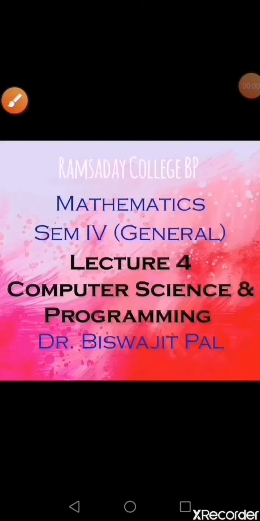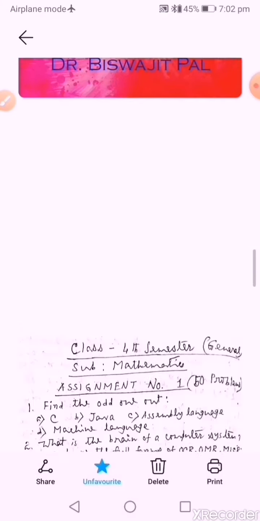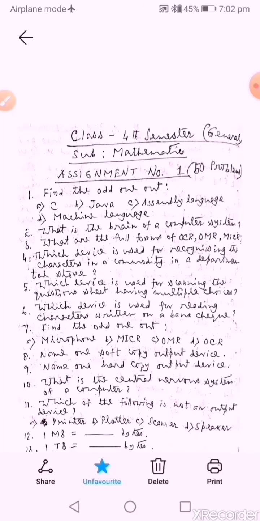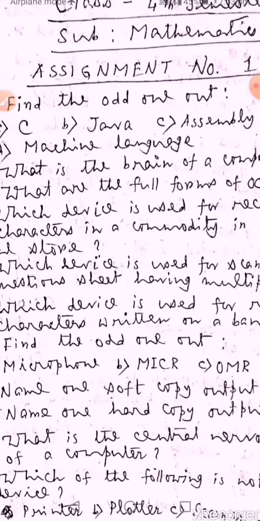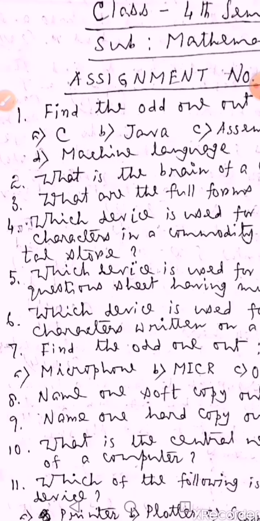Today I will discuss some typical questions and answers on computer science and programming. The first question is, find the odd one out.